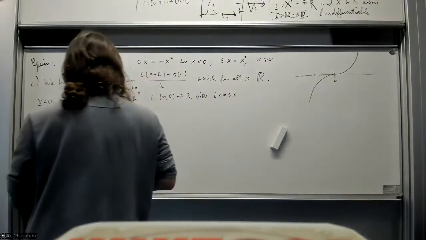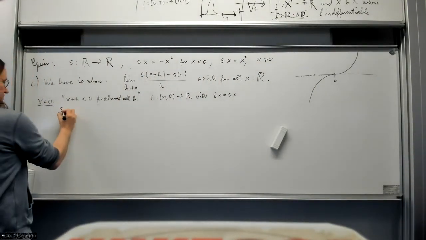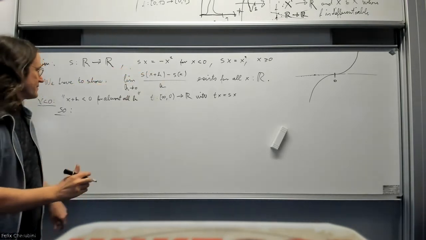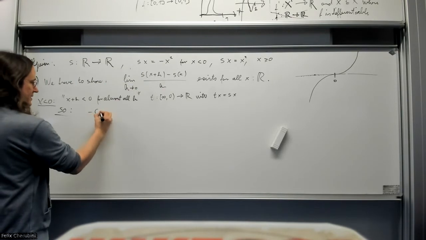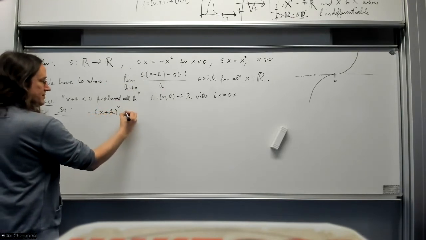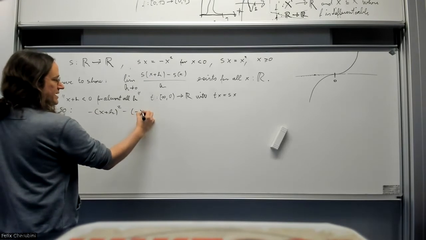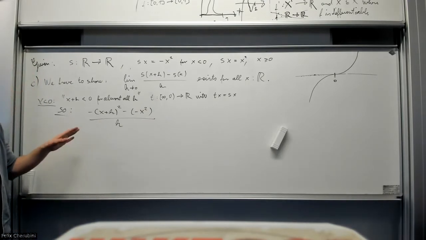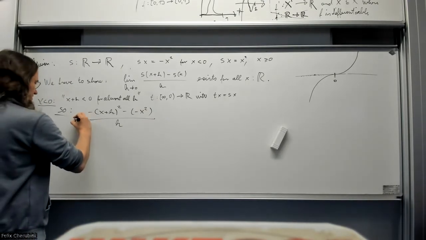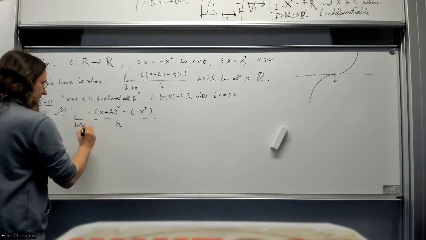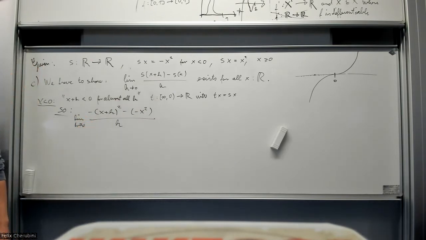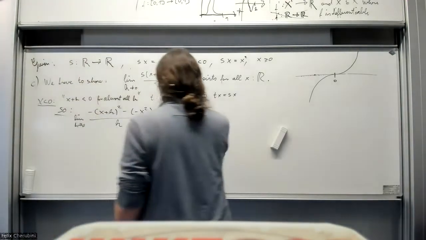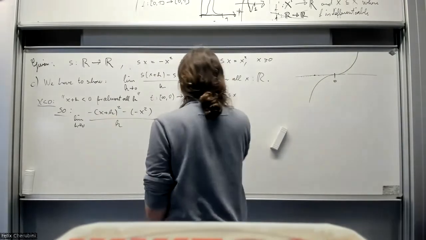Okay, so what can we do? We can plug in this definition. So here we have (x plus h) squared minus x squared over h. Should we do it with limit or without? I don't know. Let's just write it in front everywhere so it's clear what we are doing. And now I just have to calculate what it does.